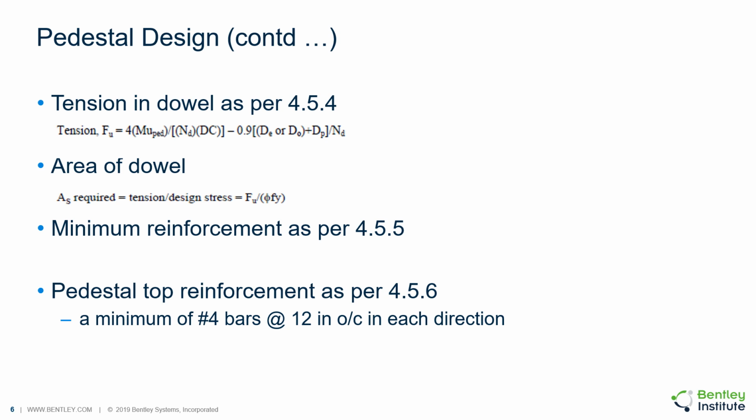And the same is also satisfied for the ties as per clause 4.5.5. Reinforcing steel is also provided at the top of the pedestal as per section 4.5.6, and a minimum of number 4 bars at 12 inch on center are provided in each direction.